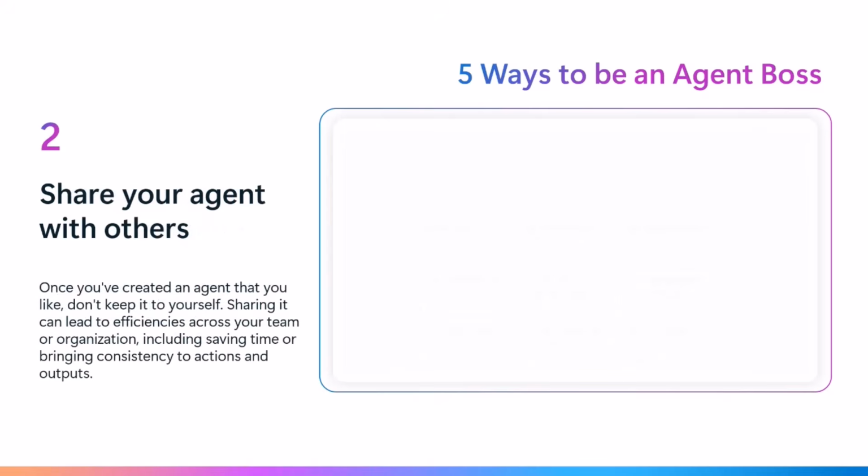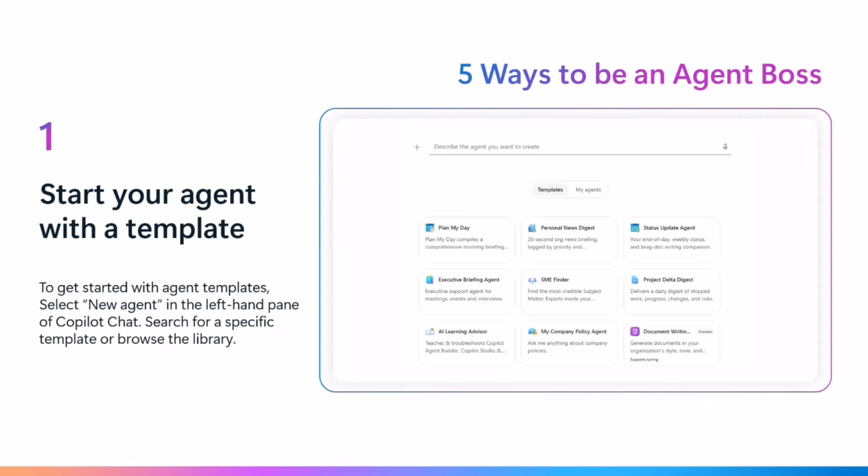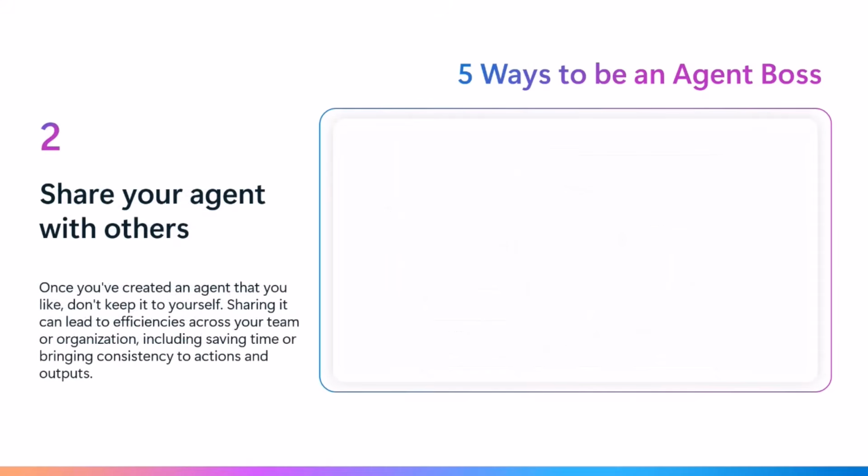I would recommend everybody to start with Plan My Day. Somebody had already asked, can it look into my calendar and my inbox? Try it out, and you can always come back. All of these templates are customizable. So you can always come back, tweak the instructions, tweak the name, tweak everything, but you will have an agent ready in minutes to start using. So first hack to become an agent boss, start with templates.